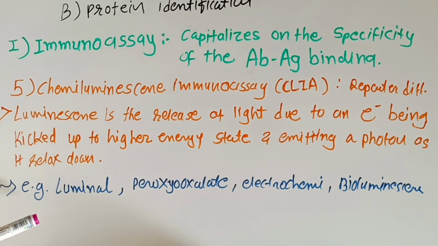Application: luminol. This is the method where the reagent is combined with a luminol chemical and forms a luminescence reaction. Then peroxyoxalate, which is also used for the detection of small amounts of hydrogen peroxide. Then electrochemical immunoassay and also bioluminescence. Those are the applications of the chemiluminescence immunoassay method. So here we completed the immunoassay methods in protein identification.